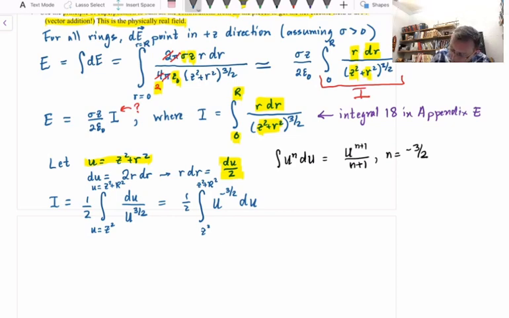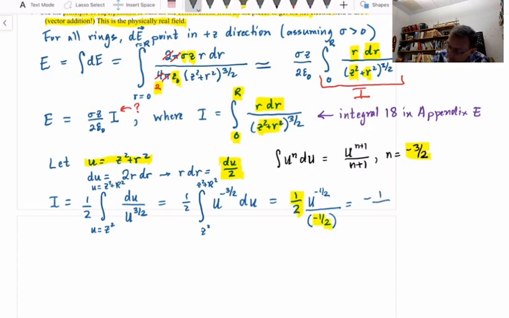So let's see what we get. Now don't forget this 1/2 out front. So we'll have u to the n plus 1. Now again, n is negative 3/2. Negative 3/2 plus 1 is negative 3/2 plus 2/2, that's negative 1/2, over negative 1/2. Well, I have a 1/2 upstairs and a negative 1/2 downstairs. That means out front what I really just have is a negative 1. And u to the minus 1/2 is 1 over the square root of u. So there's what it is.